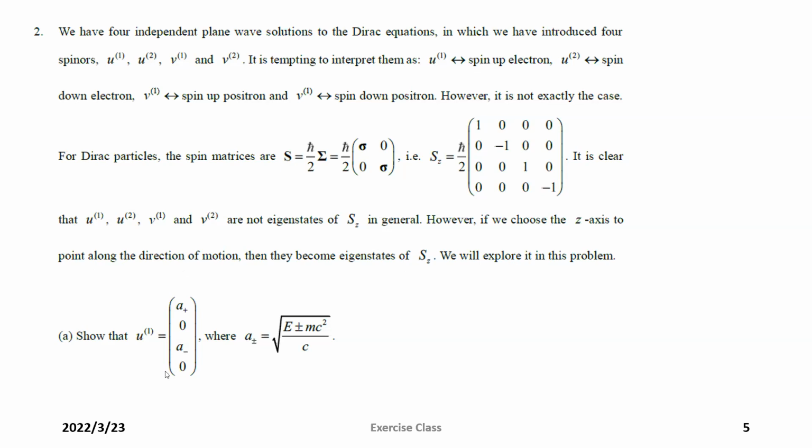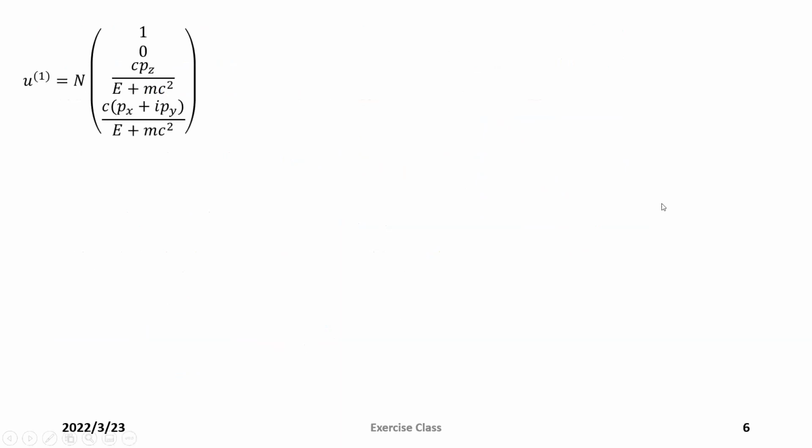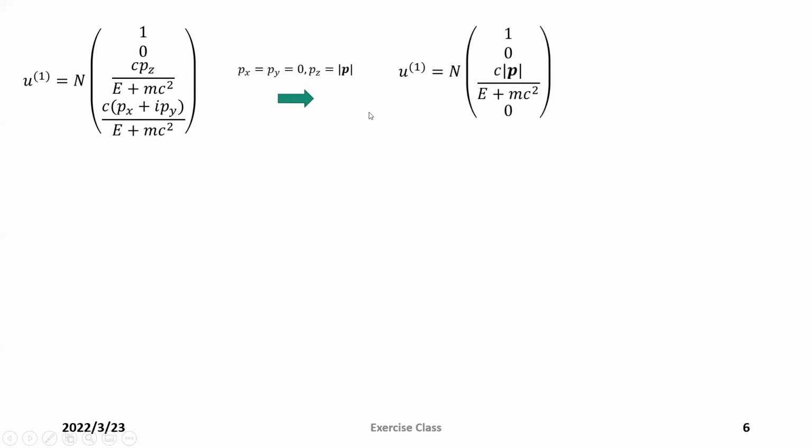For part A, we have to prove u1 can be simplified like this. So we just take the expression of the u1 spinor. Since we have put the z-axis along the direction of motion, this just implies px and py equal 0, and all the momentum will go to pz. So we can just substitute this, and it will become like this.